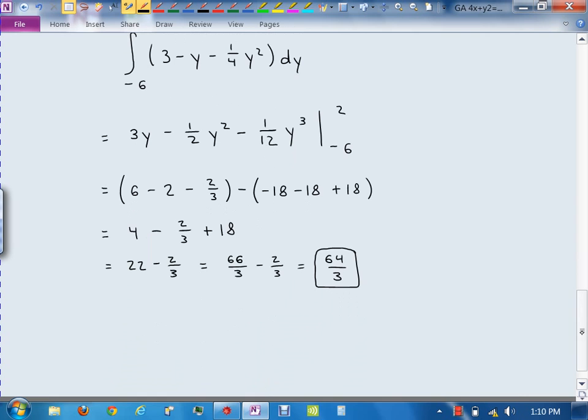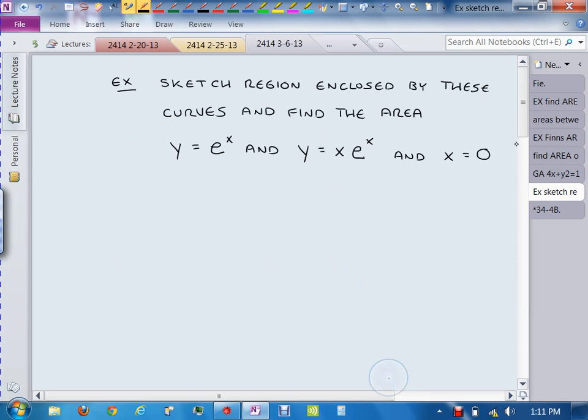Okay, and then if you work that out, you get 64 thirds. So the area would be 64 thirds. Okay? All right, let's look at the next example.